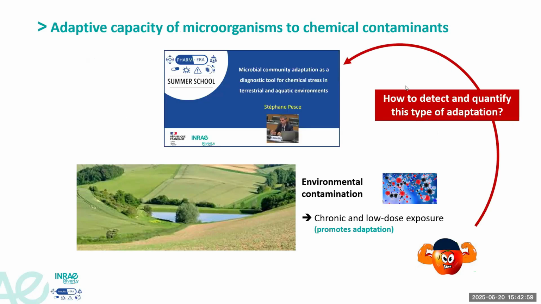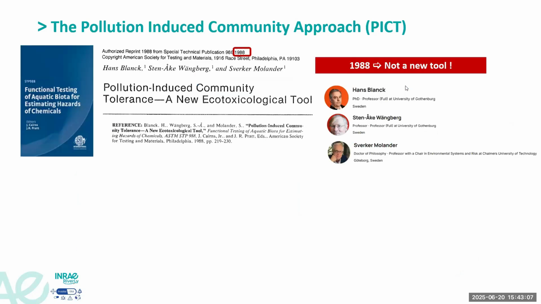So the question is, to respond to the title of the presentation, how can we detect and quantify this kind of adaptation? So one strategy is to use the pollution-induced community tolerance approach. I will use PICT in my presentation. And just a reminder, this is not a new tool, because the first publication about PICT was published almost 40 years ago now. It was developed in Sweden by colleagues that are now retired.